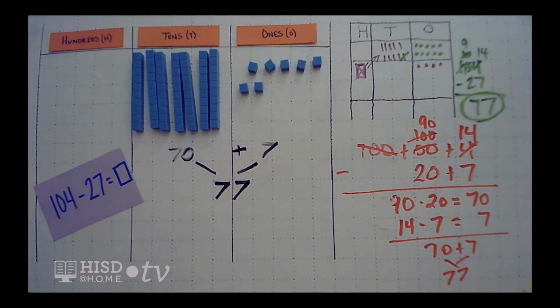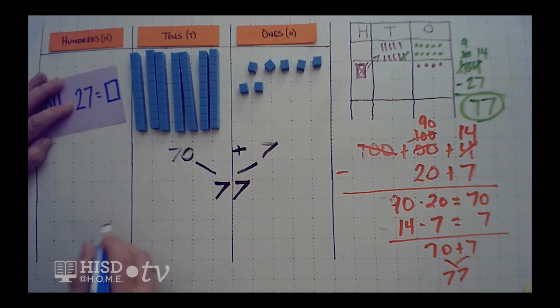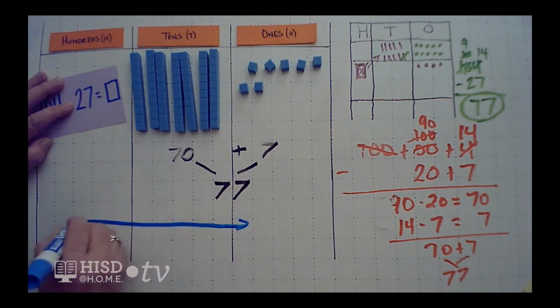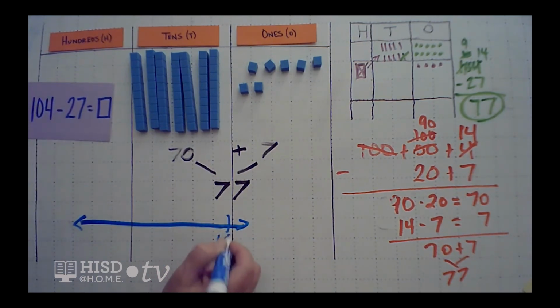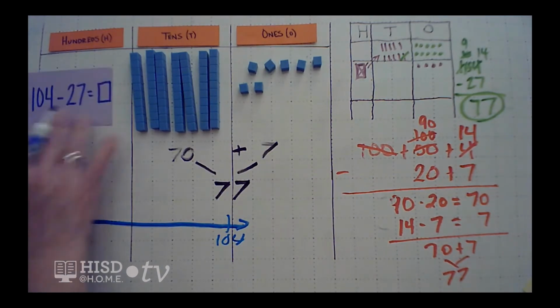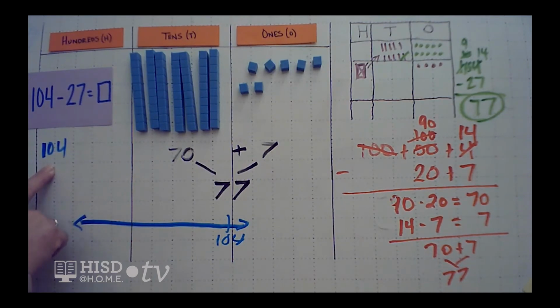So the last thing we need to do as we look at this is, how do we subtract using our open number line? So we're going to go ahead and draw our number line here. And we are going to be able to start at 104. So remember, boys and girls, that when I see this 27, 104 is where I'm starting on my number line, and we are subtracting the 27.